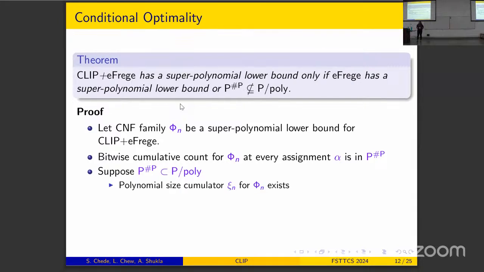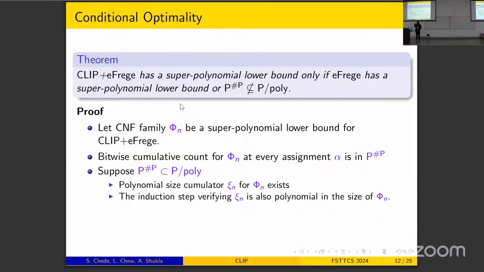And that function is nothing, that is what we want, right? That is the cumulative. So a polynomial size cumulator exists. And the lip statement was just polynomial in terms of the cumulator and the original formula. So that means you have come to the lip statement.